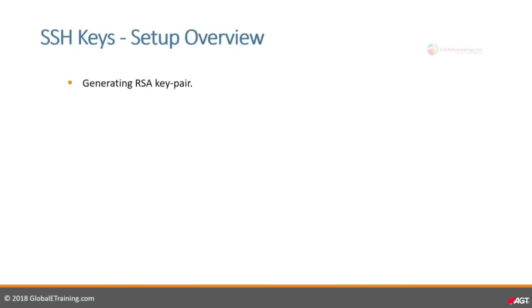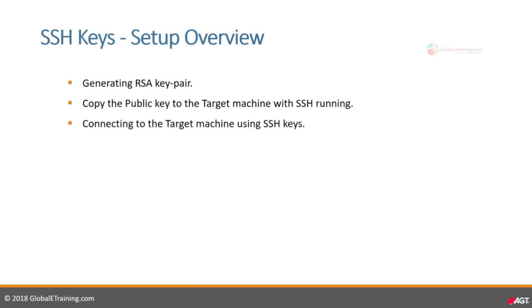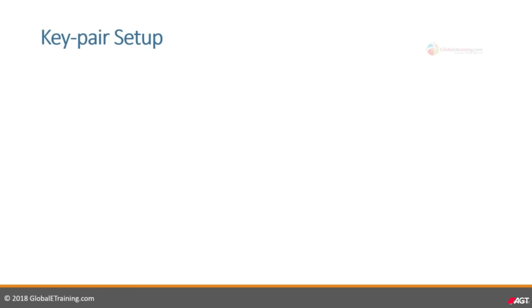First, we will generate an RSA key pair. Then, copy the public key to the target machines. Here, we assume that the target machine has SSH installed and is running. Next, we will SSH to the target machine using these keys. Here is the concept with visual aids.